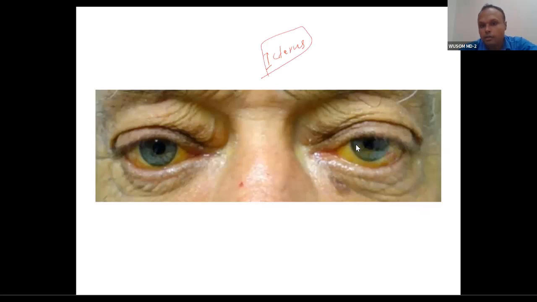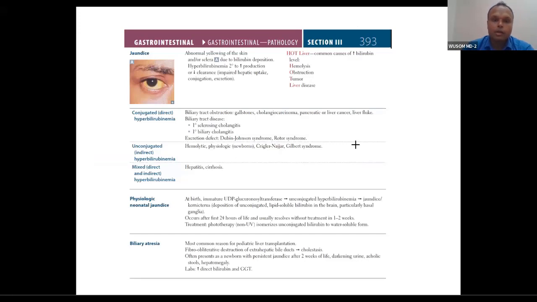This is a general investigation. You have to look for jaundice when you do a general examination. You have to see pallor, icterus, clubbing, cyanosis, lymph nodes, and edema. These are the general presentations you have to check in general examination. This is one of the manifestations you will see. I told you this is a snapshot I've taken from First Aid.